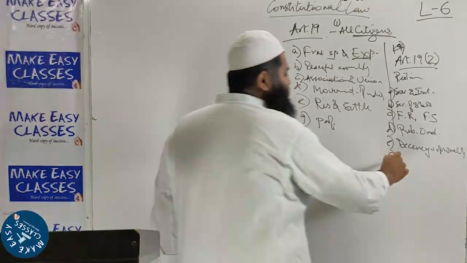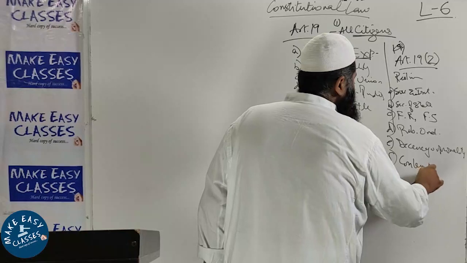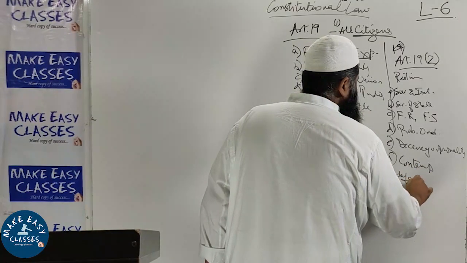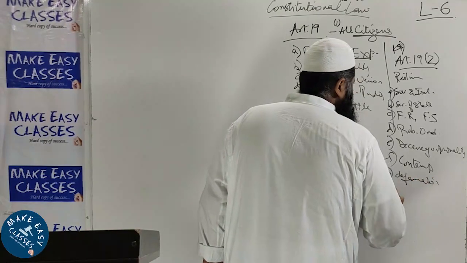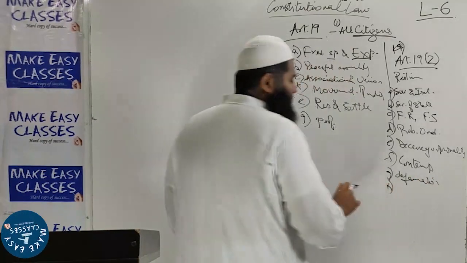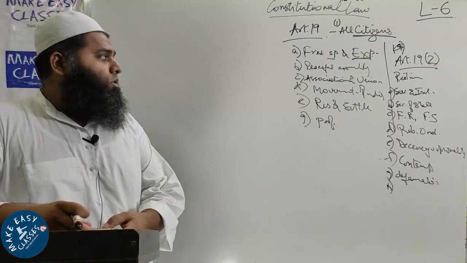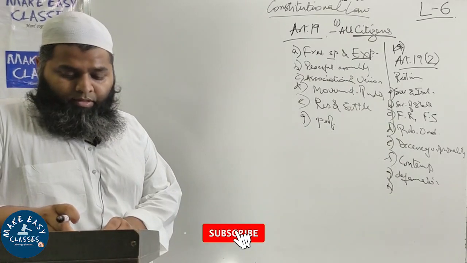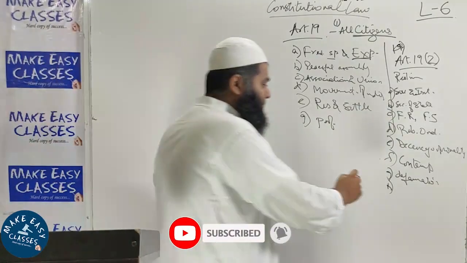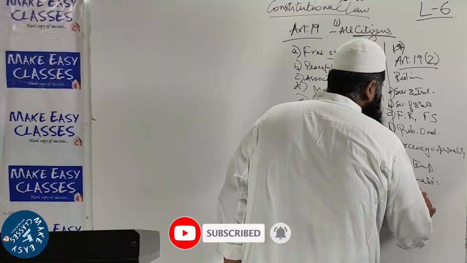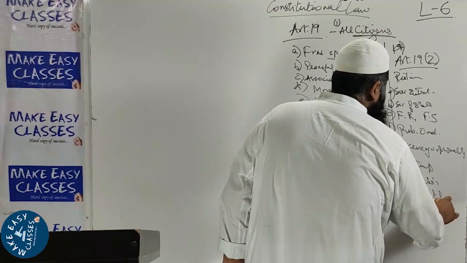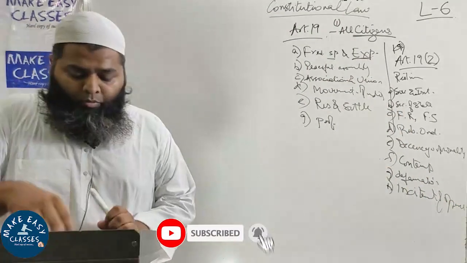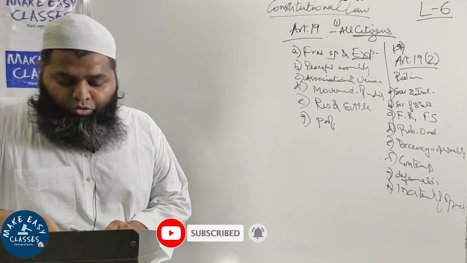Contempt of court, and defamation. So these are the restrictions. The last one is incitement of an offense. These are basically the restrictions which are provided in Article 19, Clause 2.